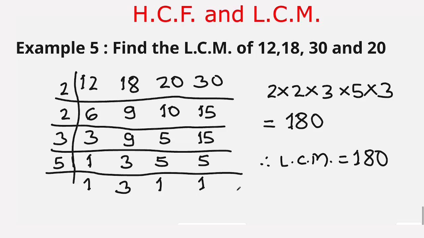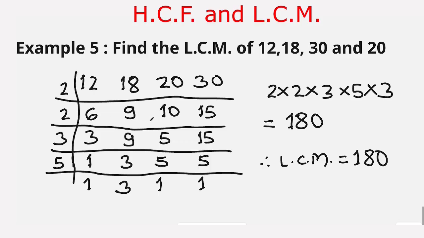I explain this method again. We arrange the given numbers 12, 18, 30 and 20 into ascending order. So we write 12, 18, 20 and 30. Now 12, 18, 20 and 30 all are divisible by 2, so we divide these numbers by 2. On dividing we get 6, 9, 10 and 15. Again there are two numbers which are divisible by 2.